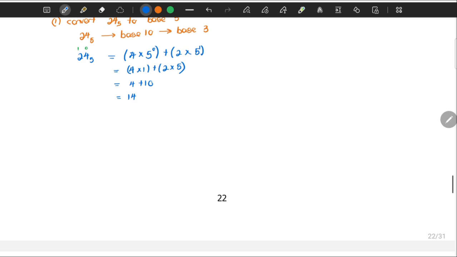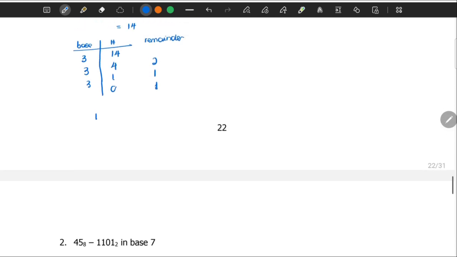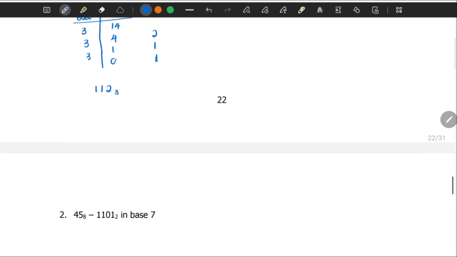Now you have to convert it to base 3. So now you have again base, number, remainder. The base, now what you want is base 3. The number is 14. 3 into 14, that's 4. Remainder 2. 3 into 4, that's 1. Remainder 1. 3 into 1, that's 0. Remainder 1. So now you have 112 base 3, right?